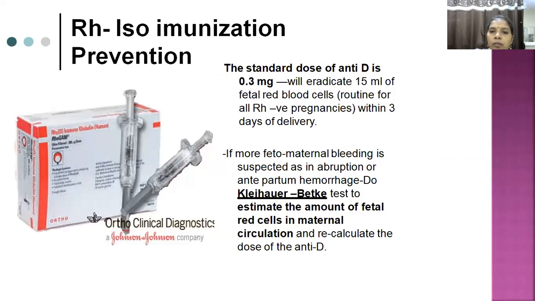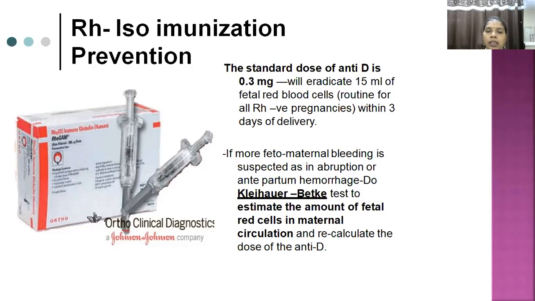delivery. If more fetal-maternal bleeding is suspected, such as abruption or antepartum hemorrhage, do the Kleihauer-Betke test to estimate the amount of fetal red cells in maternal circulation and recalculate the dose of anti-D. Usually we routinely give 300 micrograms of anti-D immediately after delivery or after procedures in the second trimester, but sometimes it might not be sufficient. If you suspect fetal-maternal hemorrhage such as abruption and antepartum hemorrhage, there is a lot of mixing of fetal blood with the mother's.